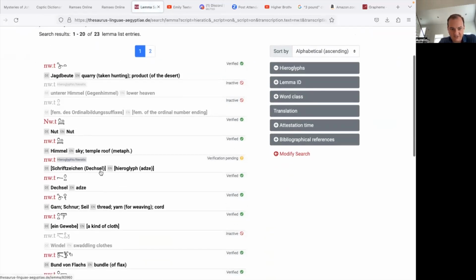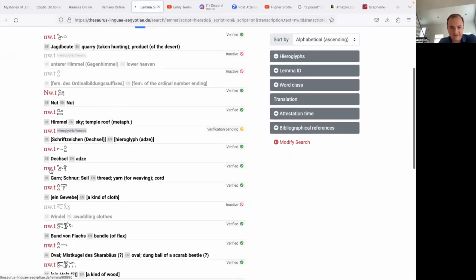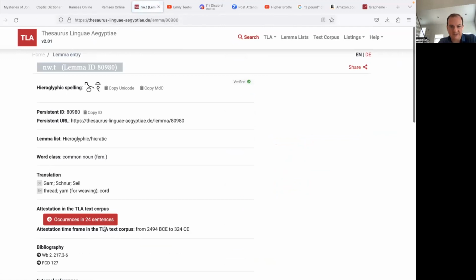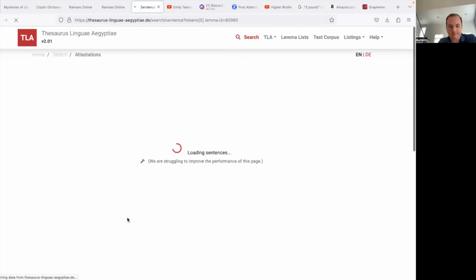Not this newt. Not this newt either. Here. 24 sentences. Not bad. Yarn, thread, cord. If it shows up in weaving descriptions, that would be a fair indication, right? That number would be two manifestations.